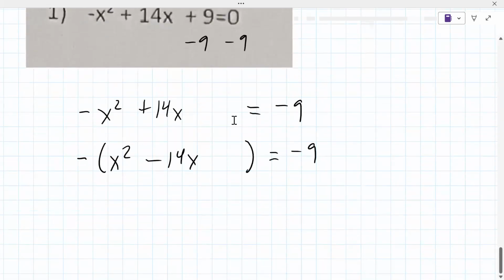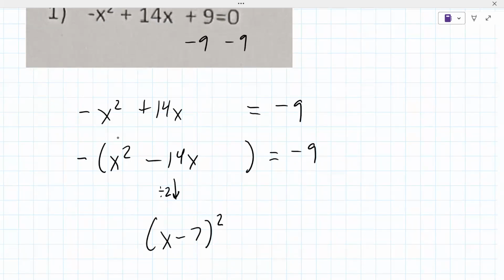All right. So try to keep in mind that every line is equivalent. Even though we factored out the negative, it's still the same as the previous line. And the next thing is you take half of this number. So this is x minus 7 squared. So you divide by 2. Okay. The next thing is you square this number. So it's always positive.